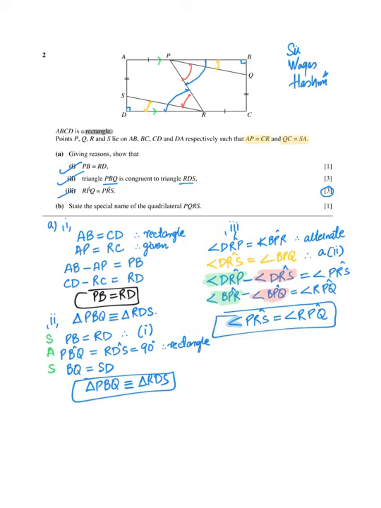Last part, state the special name of quadrilateral PQRS. Now we had proved that these two angles are equal, so that means now we are dealing with a parallelogram. So that is your B part answer.